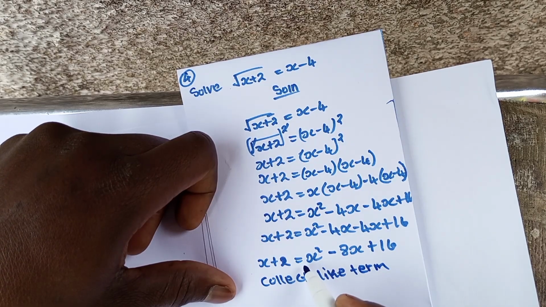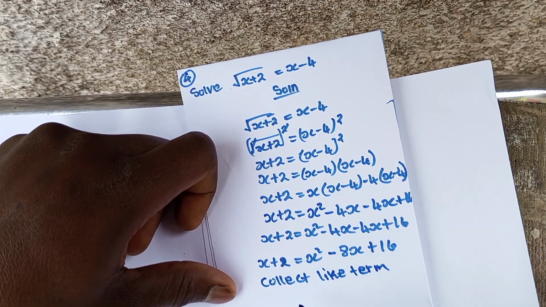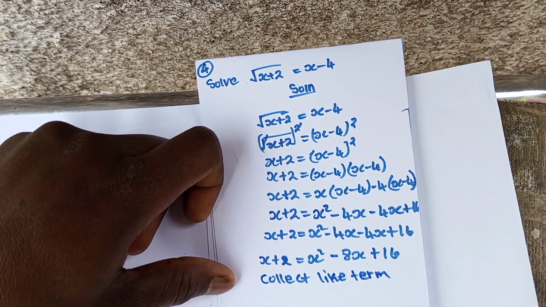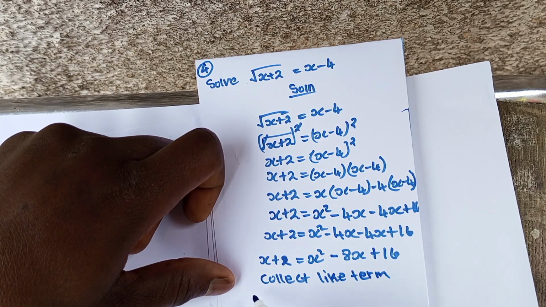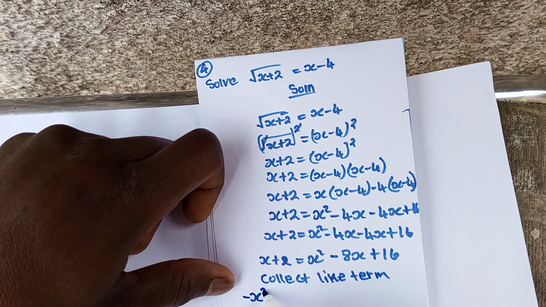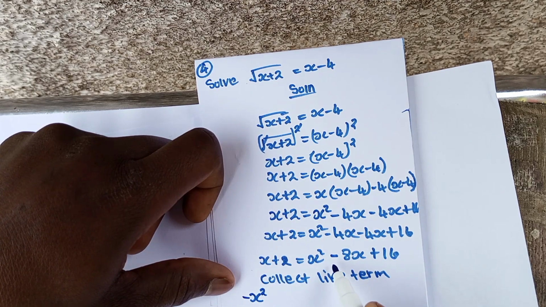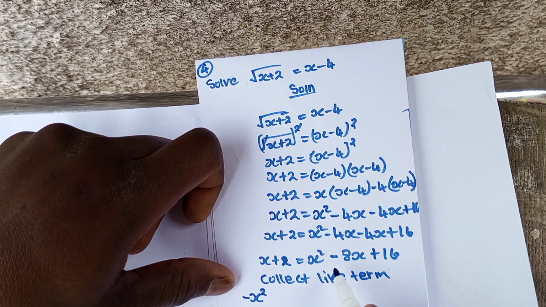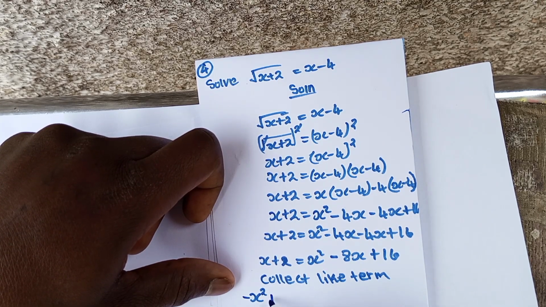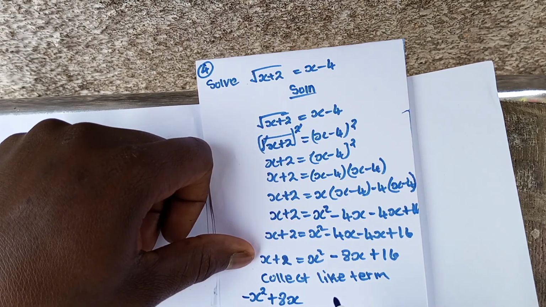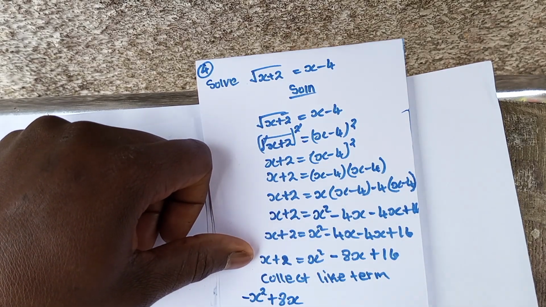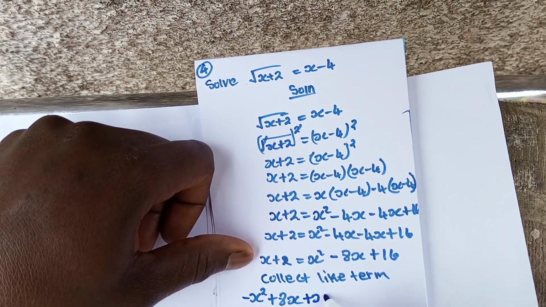Now here is plus x squared. Plus x squared crosses the equals to sign. The sign will change from plus x squared to minus x squared. Here is minus 8x. Minus 8x crosses the equals to sign. The sign will change from minus 8x to plus 8x. Here is plus x. This plus x does not cross any equals to sign because it stays this side. We say plus x equals 16.